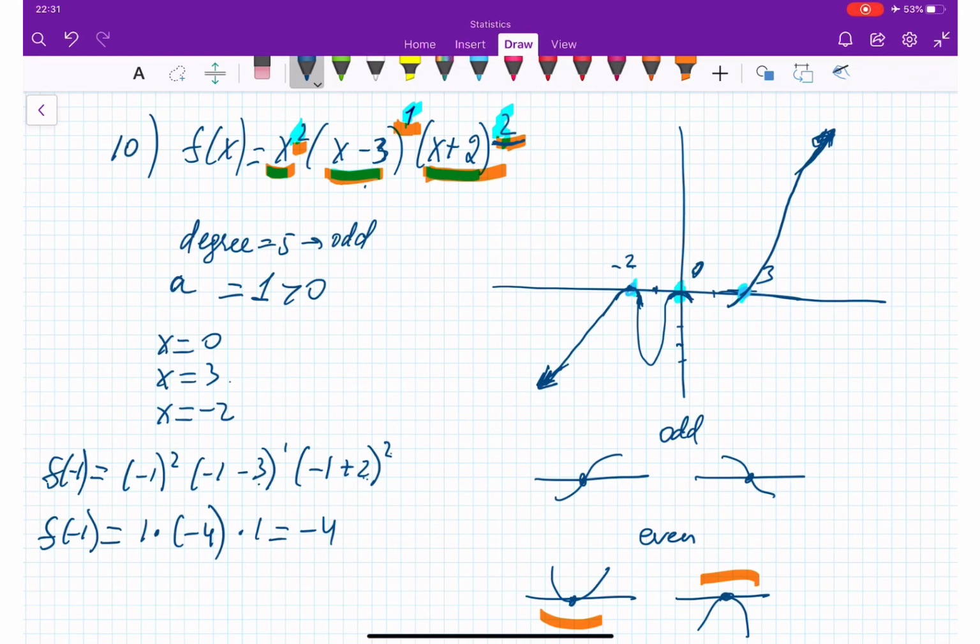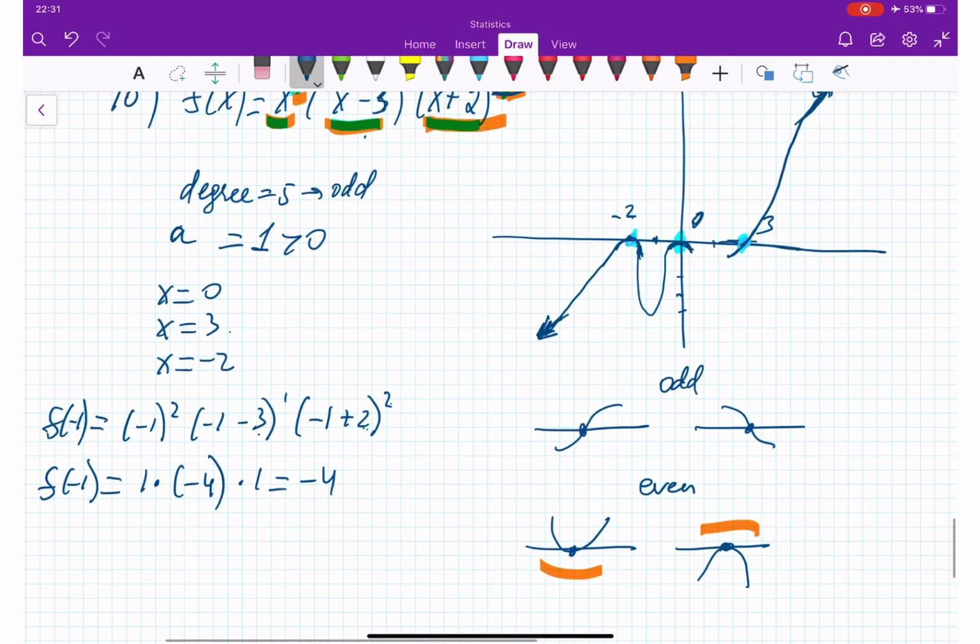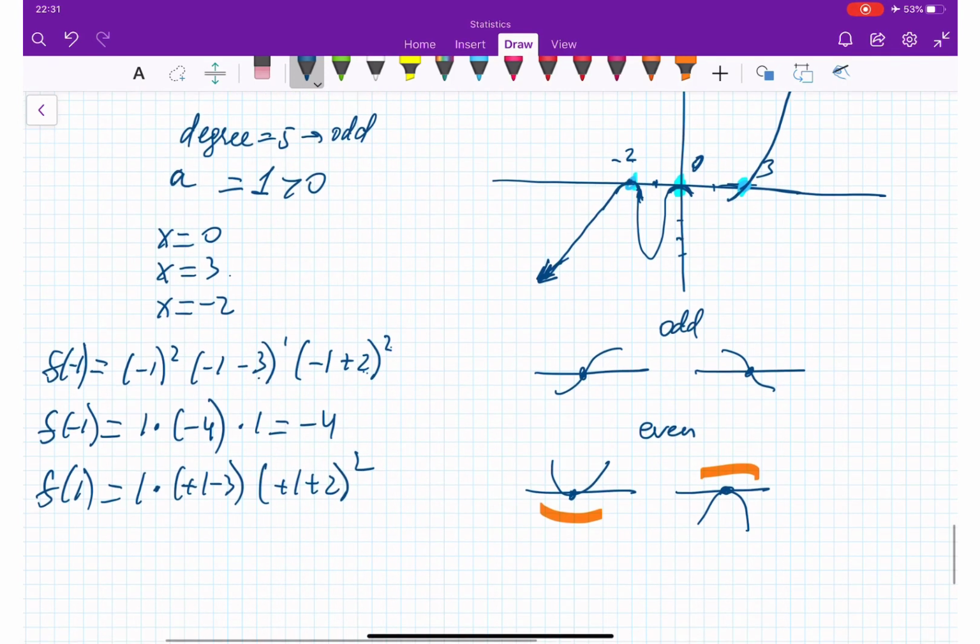And if I take +1, it's going to be 1 squared, which will be 1, times +1 minus 3, and then +1 plus 2 squared. We are getting 1 times -2 times 3 squared, 9, so -18. So it's going to drop drastically down somewhere to -18, which means if this is -18, hold on.